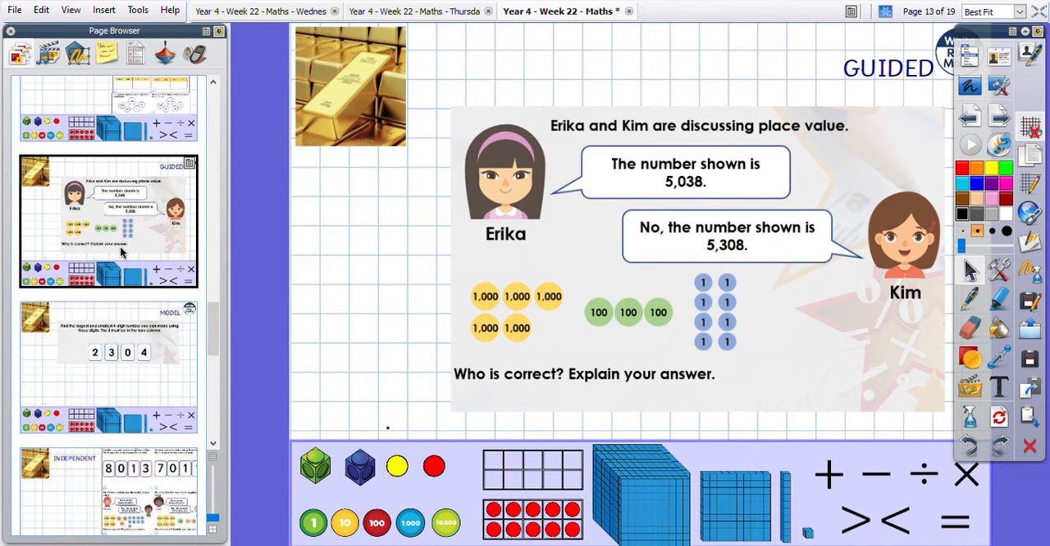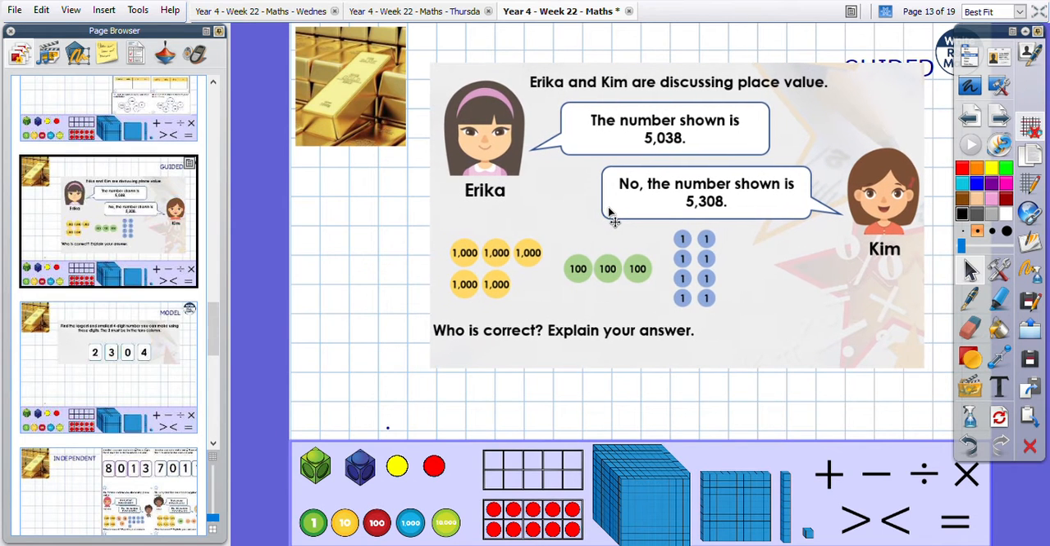Moving into gold then. Erica and Kim are discussing place value. The number shown is 5,038. No, the number shown is 5,308. Who is correct? Explain your answer.